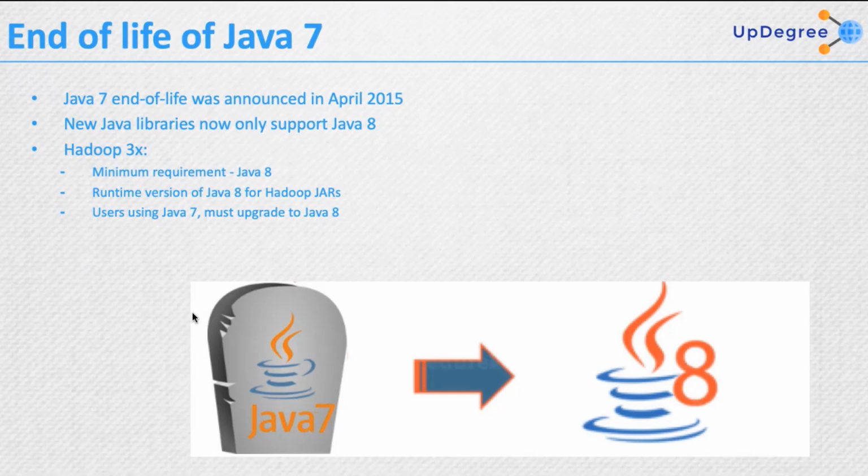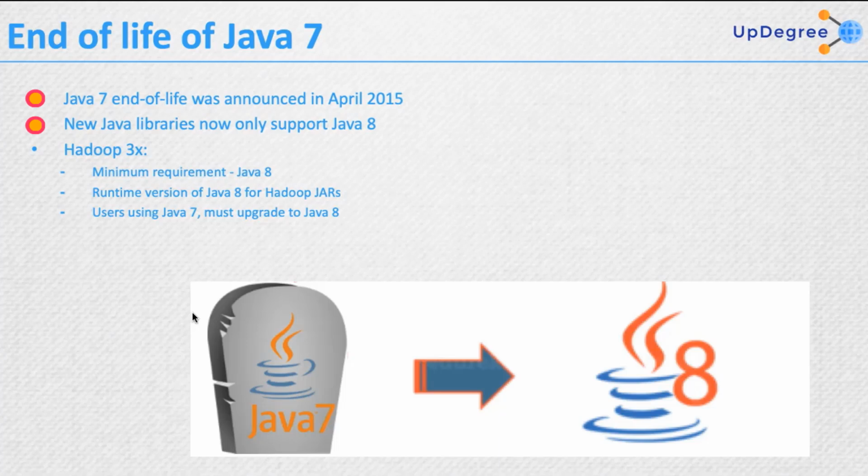So 2x was supporting Java 7, but Java 7 has already come to an end of its life. That was announced in April 2015, and we are talking about 4 years back. So you can think that there are lots of things happening with Java 8, and if you're not going to a new version of Hadoop, definitely all the applications will not be supported with Java 7. So that's one of the reasons.